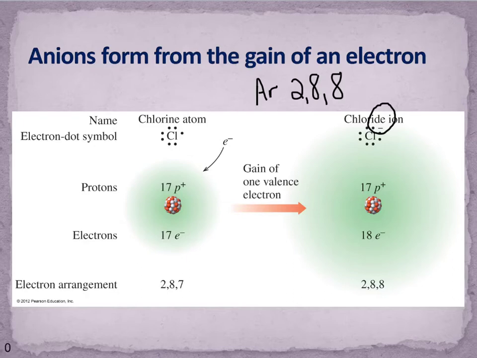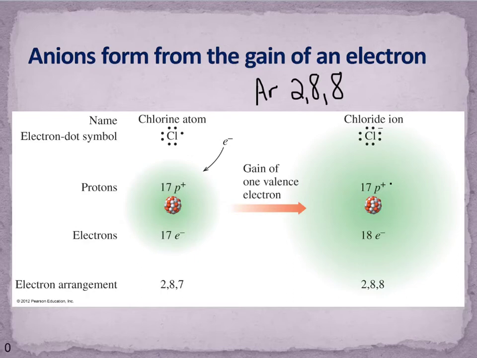And now what I see is that I've got my chloride ion. I've got 17 protons and 18 electrons. I have gained an electron. I have 1 more electron than I had originally. I have 1 more electron than I have protons. So as a result, I have a -1 charge.